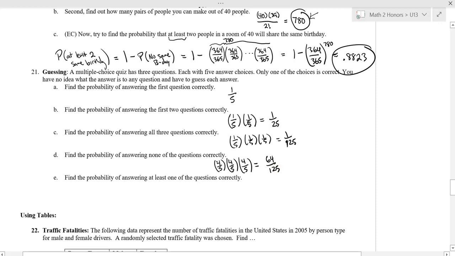And find the probability of at least, there it comes again, at least one of these questions correctly. So that's the probability, so it's going to be 1 minus the probability that none are answered correctly, which is going to be 1 minus the 64 out of 125 that we just answered in part D. And we end up with 61 out of 125.